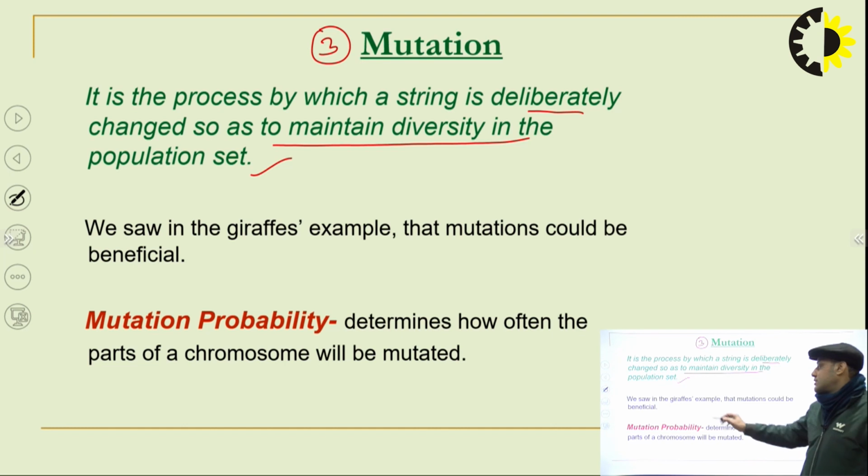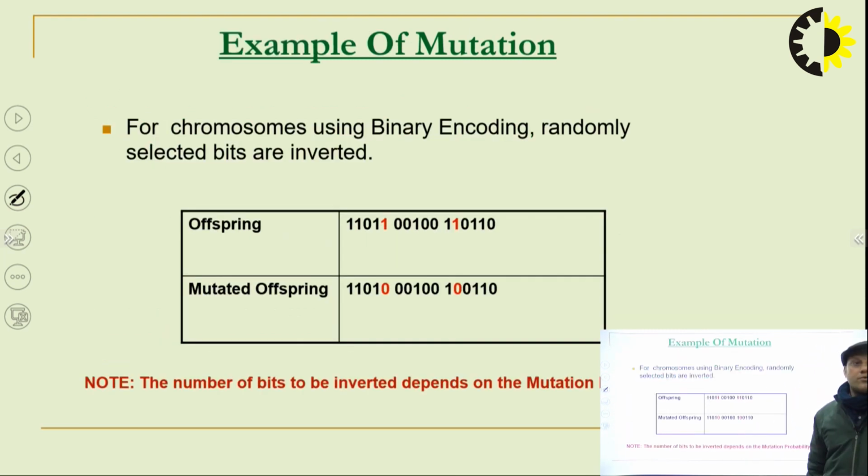So we saw, just as we have shown in the giraffe example, that mutation could be beneficial. The mutation probability determines how often the parts of a chromosome will be mutated. Okay, this is an example of mutation. So for example, we are using the binary encoding, and randomly selected bits are inverted. So we have inverted this bit. In place of 1, I have used 0. In place of 1, I have used 0.